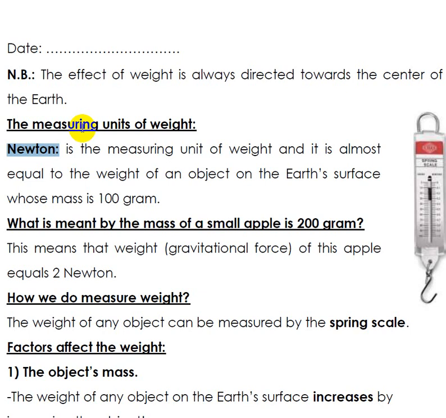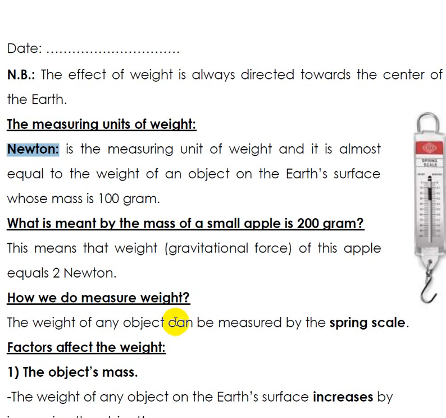Newton's story: it said that Newton was a scientist and he sat under a tree, and suddenly he found that while sitting under the tree, an apple fell down. He thought to himself, well, why does this apple fall down, not up?